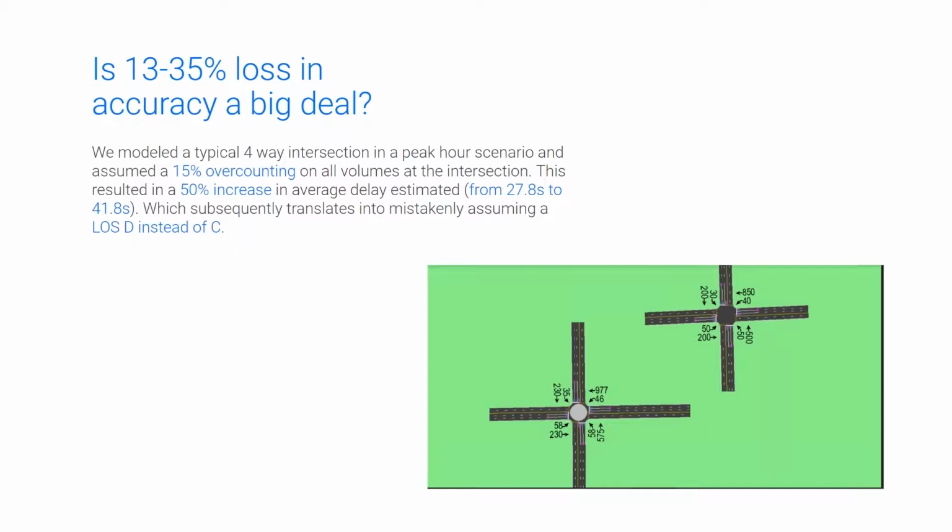Well, this resulted in a 50% increase in average delay estimated. So it jumped from 27 seconds to about 41 seconds. This subsequently translated into a rating level of service D versus a level of service C. So going back to the point we were making earlier about the recommendations that you make to your clients and the municipalities you serve, using this data, you would have been at risk of making a recommendation back that the intersection is experiencing more negative impacts than it really is.